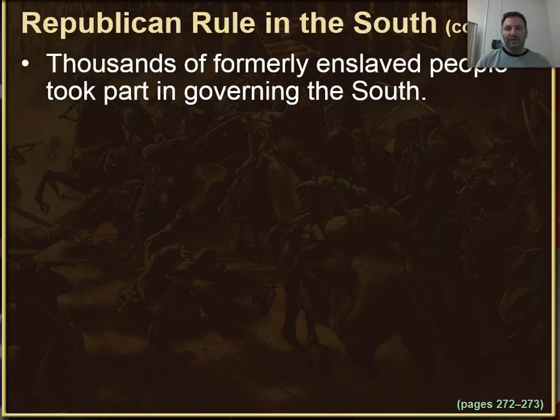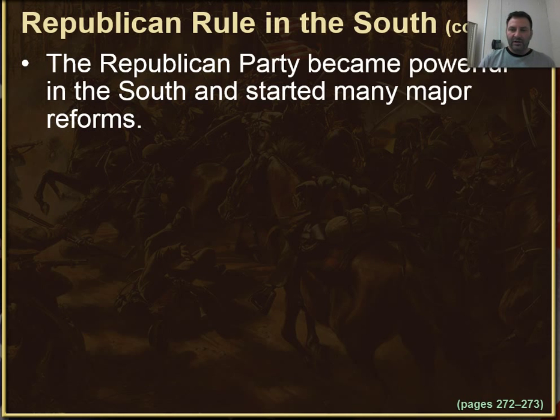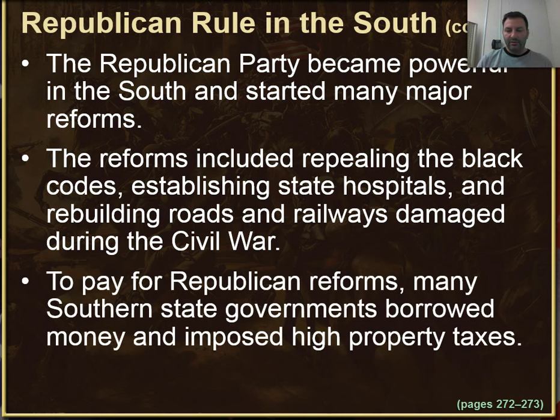Thousands of formerly enslaved people took part in governing the South. They were delegates to state conventions, local officials, and state and federal legislatures. Hiram Revels became the first African American in the United States Senate during this time period. The Republican Party became powerful in the South and started many major reforms. The reforms included repealing the black codes, establishing state hospitals, and rebuilding roads and railways damaged during the Civil War. And to pay for Republican reforms, many Southern state governments borrowed money and imposed high property taxes.